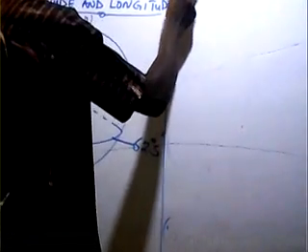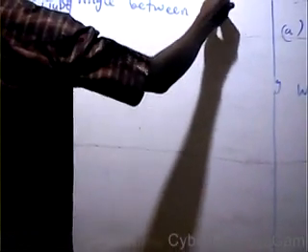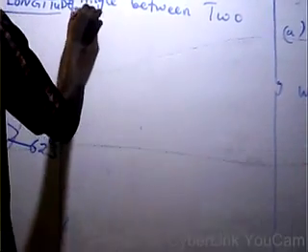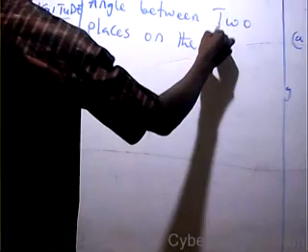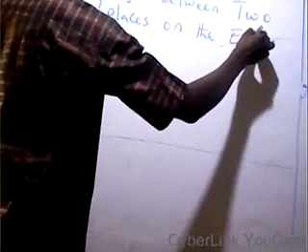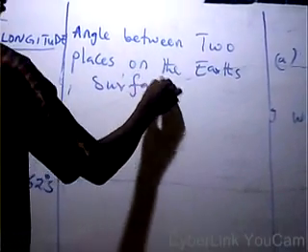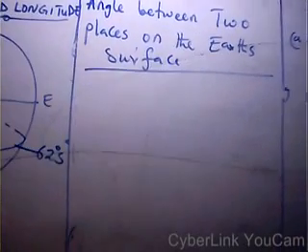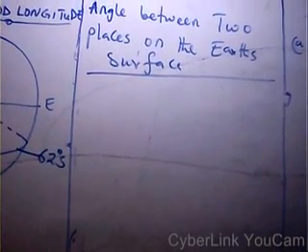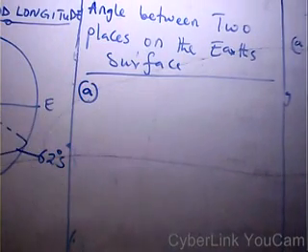Angle between 2 places on the earth surface. How do we locate the angle between 2 places? Or how do we determine the angle between 2 places on the earth surface? I will start by saying, A. There are 4 methods of doing this, and I want to list them out.